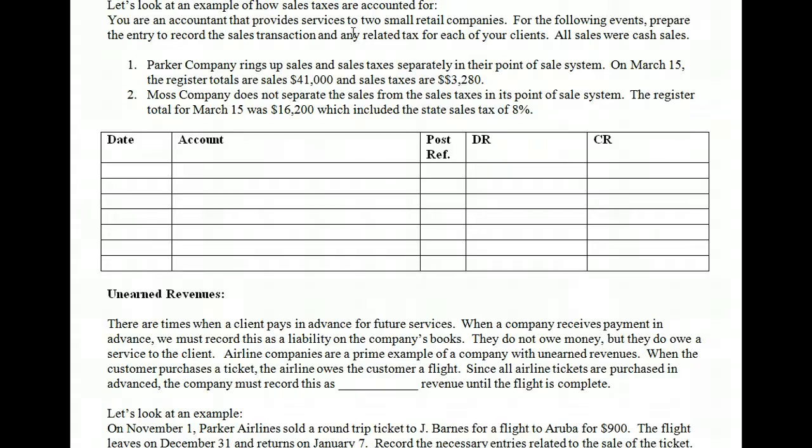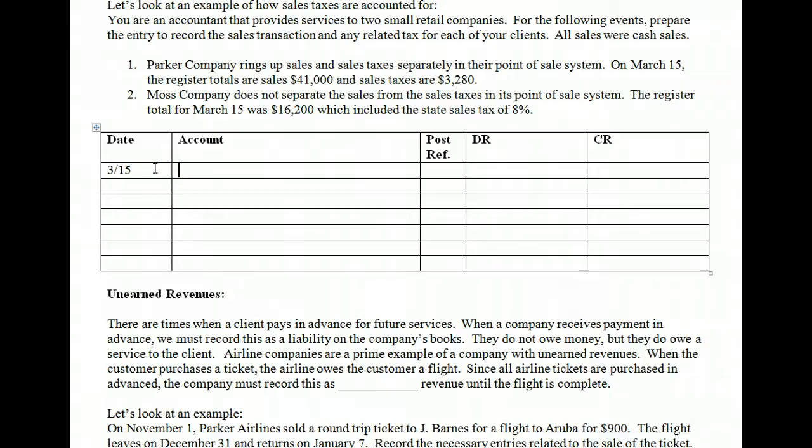On March 15th, the registered totals are sales of $41,000 and sales taxes are $3,280. So they ring it up separately, so their point of sale system clearly shows how much they had in sales and how much they had in taxes. So let's look at March 15th for this company.